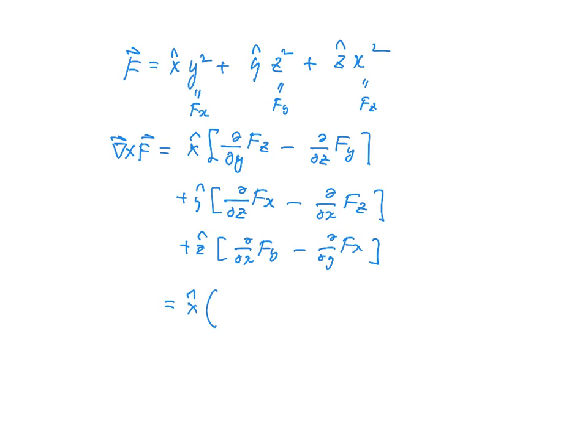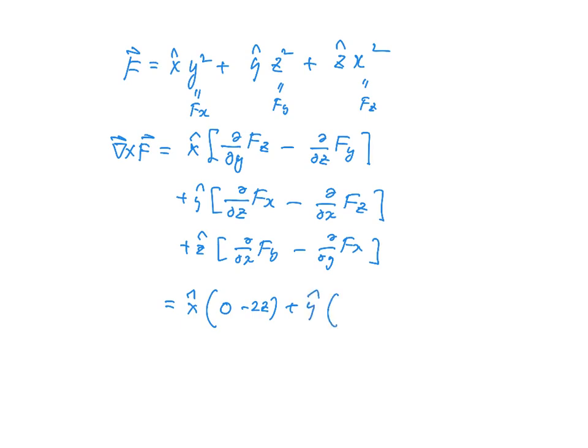So partial y of Fz. If you differentiate x squared by y, what do you get? 0. And Fy is z squared, right? And if you differentiate by z, minus 2z is not 0. Oh, great.